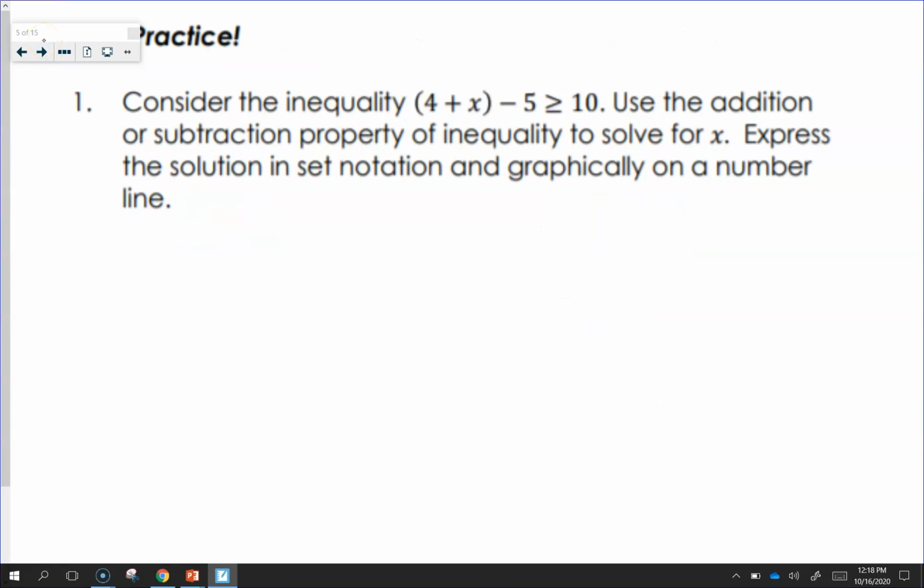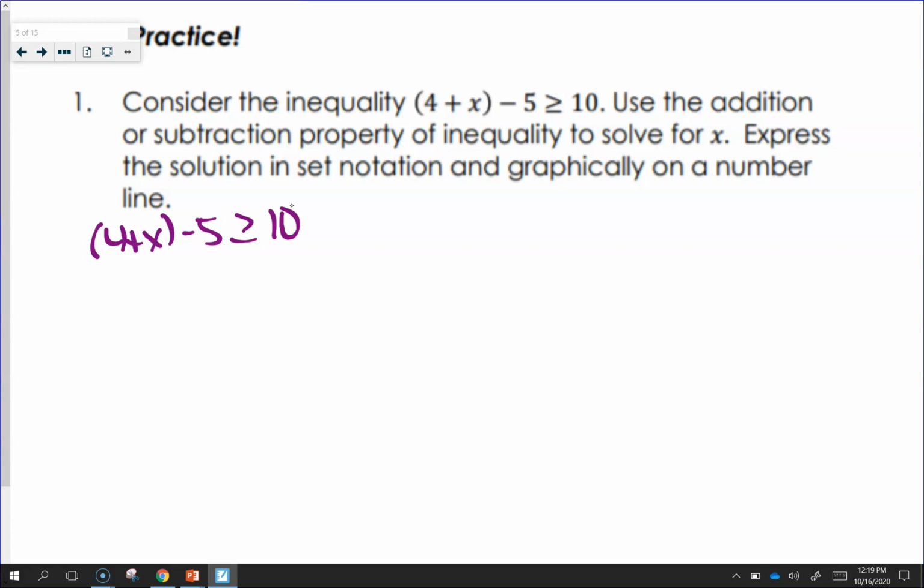Next one. Consider the inequality 4 plus x minus 5 is greater than or equal to 10. Use the addition or subtraction property of inequality to solve for x. Express the solution in set notation and graphically on a number line. So we're going to solve for x, we're going to write it in set notation, and we're going to graph it. Okay? So step 1 is to solve. So we have 4 plus x minus 5 greater than or equal to 10.